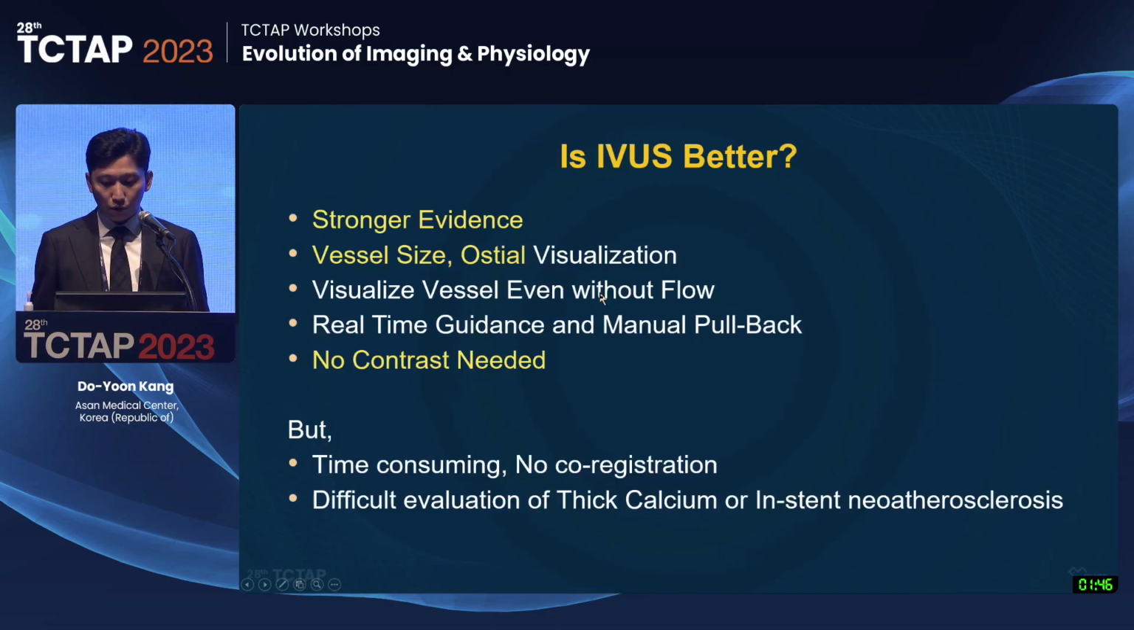And then, IVUS would be better. It has stronger evidence, and for vessel size, OCT visualization is better. And it visualizes the vessel even without flow, and no contrast is needed. But there is difficult evaluation of thick calcium or in-stent atherosclerosis.